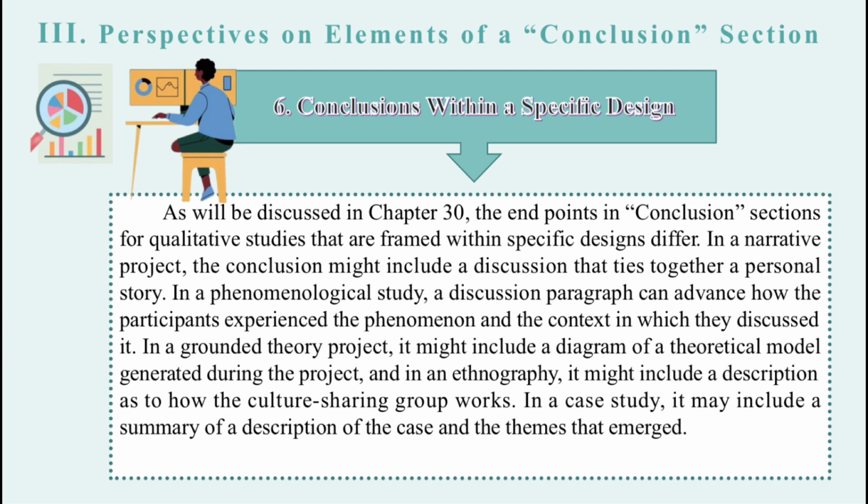6. Conclusions within a specific design. As will be discussed in Chapter 30, the endpoints in conclusion sections for qualitative studies that are framed within specific designs differ. In a narrative project, the conclusion might include a discussion that ties together a personal story. In a phenomenological study, a discussion paragraph can advance how the participants experienced the phenomenon and the context in which they discuss it. In a grounded theory project, it might include a diagram of a theoretical model generated during the project. And in an ethnography, it might include a description as to how the culture-sharing group works. In a case study, it might include a summary of a description of the case and the themes that emerged.